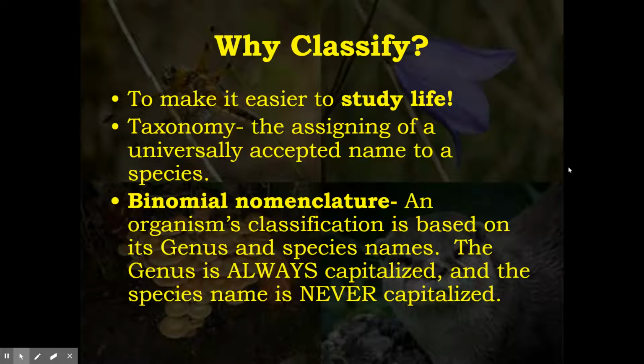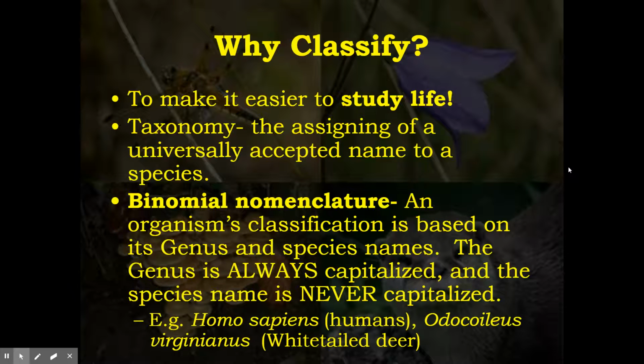Another vocab word that you need to know is binomial nomenclature. This is the classification that they came up with, which includes the genus and the species names. The genus is always capitalized and it's always the first one. And the species name is always lowercase, it's never capitalized, and it's going to be the second name. An example would be Homo sapiens. Homo is the genus, sapiens is the species, and that's a human.